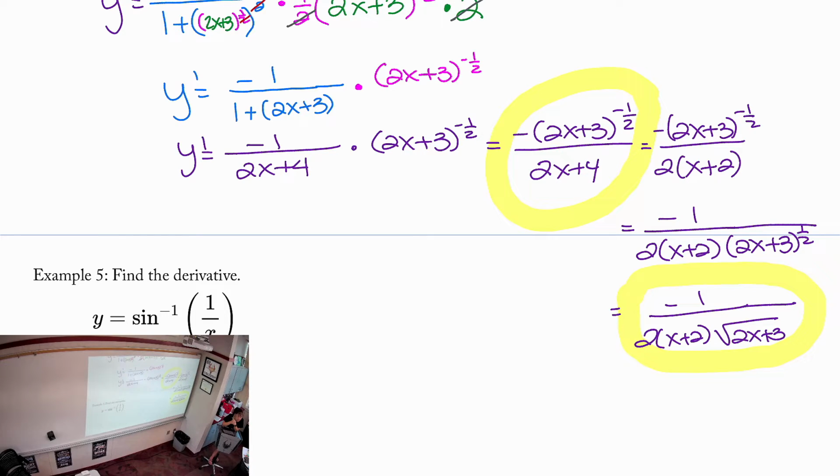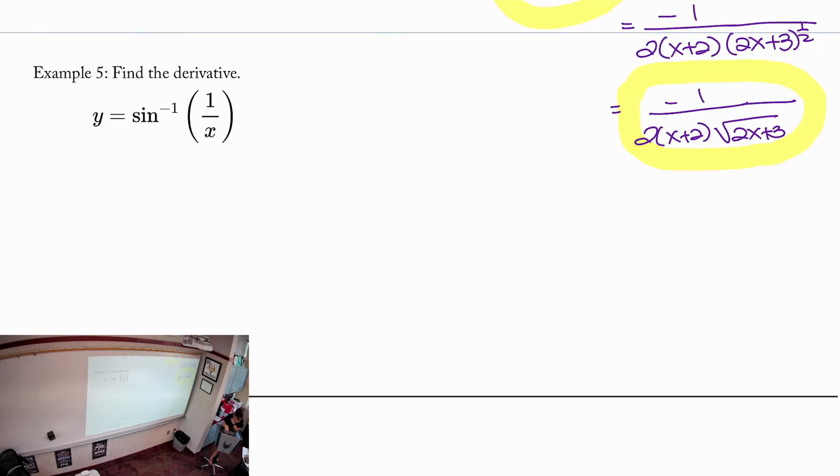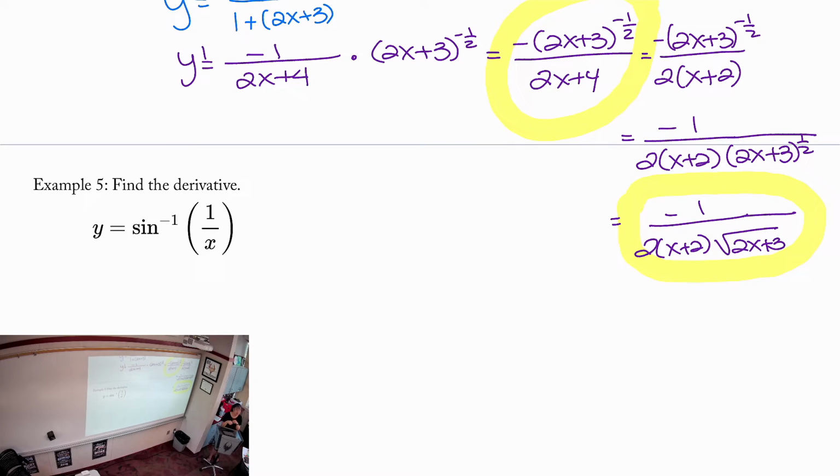Oh god. See, you're like, oh, algebra was so good until now. And then you're like, oh man. Okay, so I'm going to rewrite this as sine inverse x to the negative first power, because who would ever want to do quotient rule?